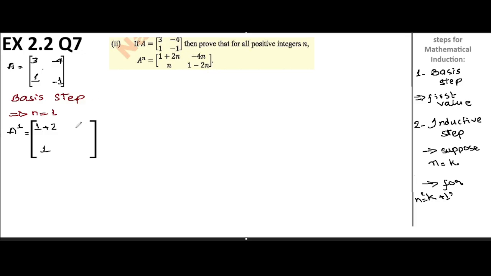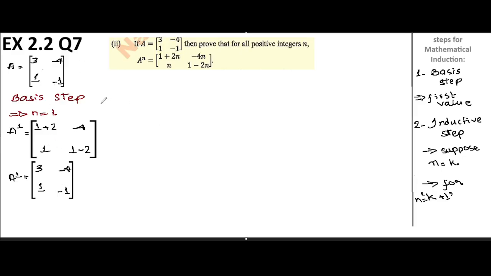Then minus 4 into n. Minus 4 into 1 gives us minus 4. And then 1 minus 2 into 1 gives us 2. So A raised to the power 1 equals 1 plus 2 gives us 3, 1 remains the same, then minus 4 remains the same, and 1 minus 2 gives us minus 1. So this part of the basis step is equal to the given A matrix. So the first step is over.